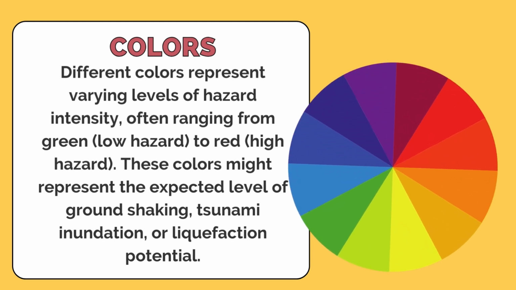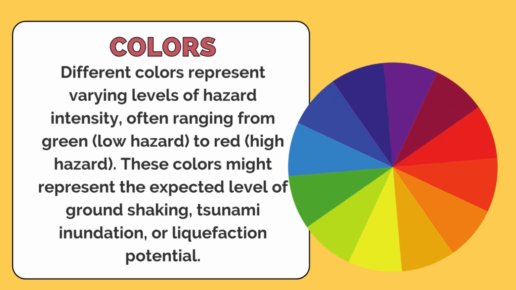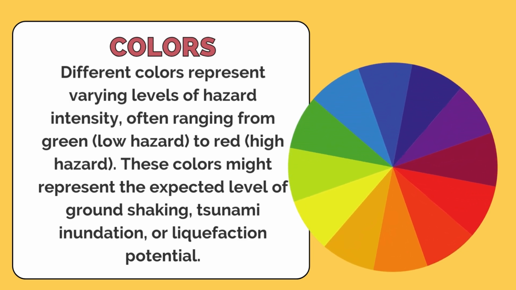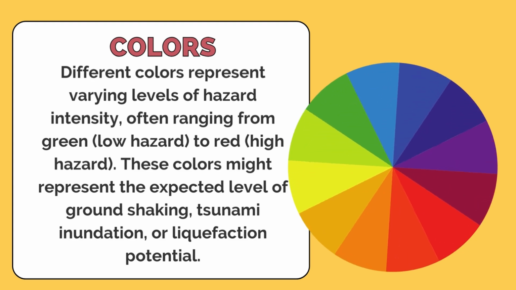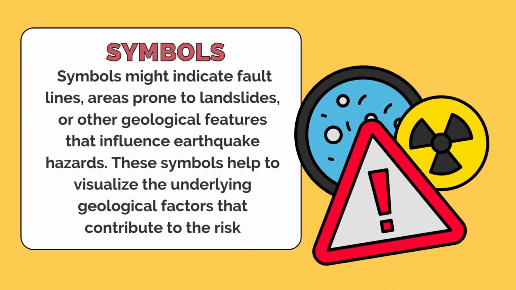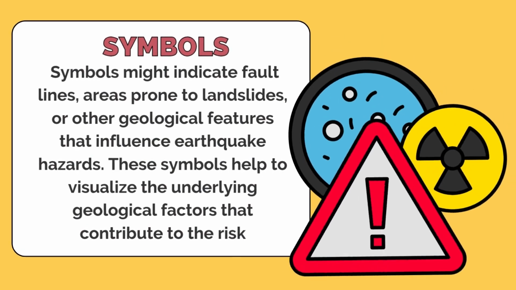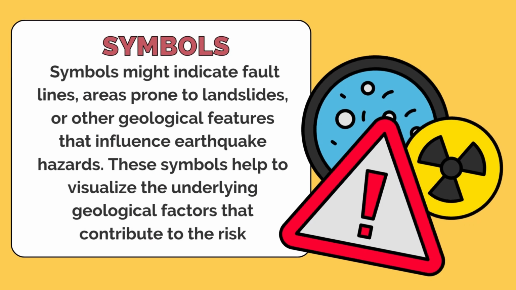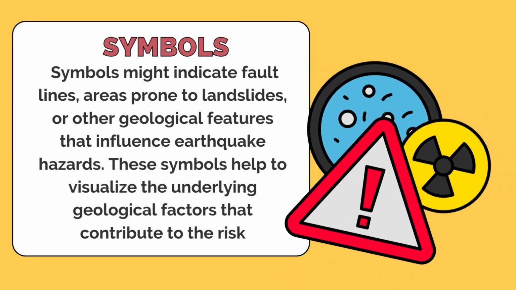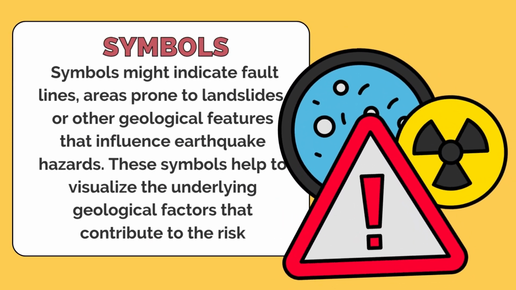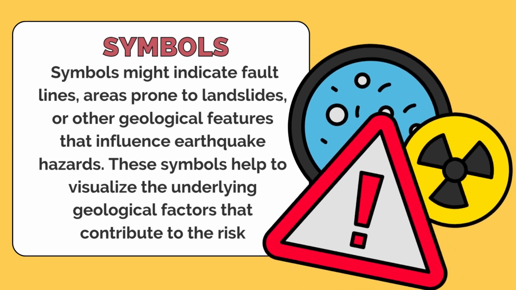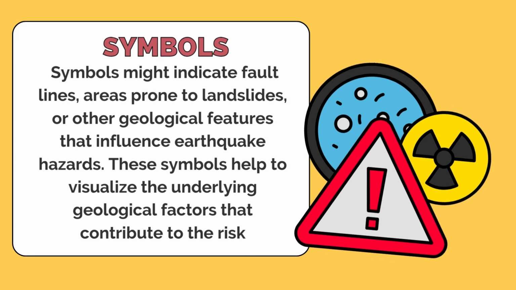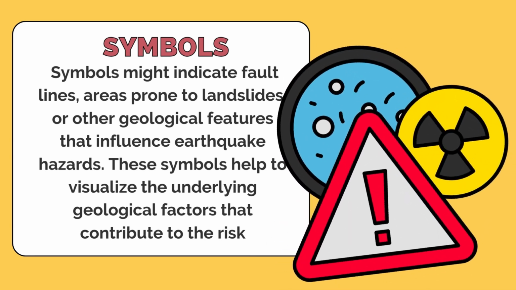These colors might represent the expected level of ground shaking, tsunami inundation, or liquefaction potential. And then the symbols. The symbols might indicate fault lines, areas prone to landslides, or other geological features that influence earthquake hazards. And these symbols help to visualize the underlying geological factors that contribute to the risk.